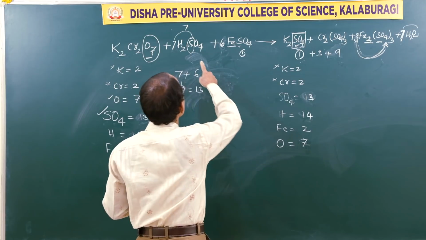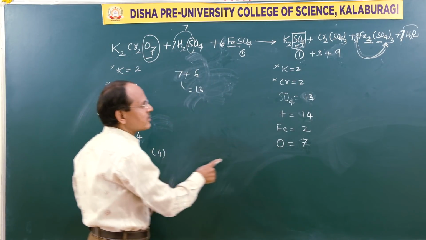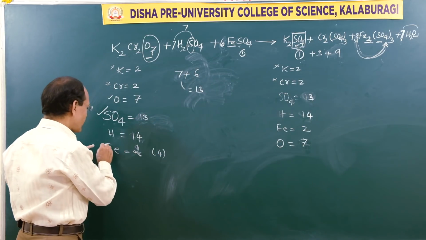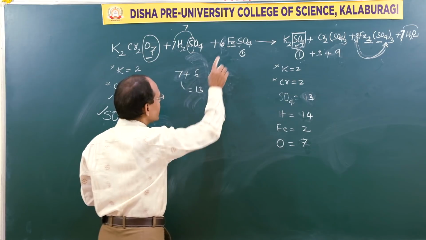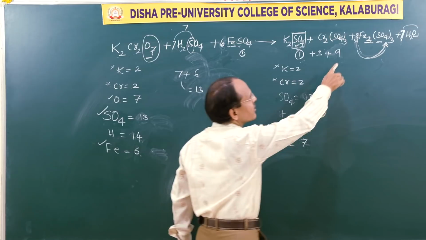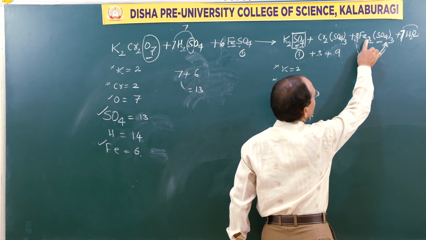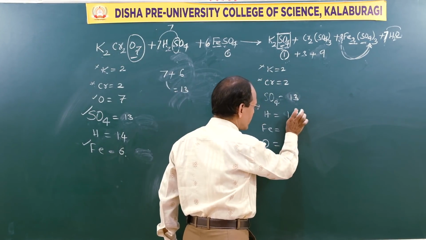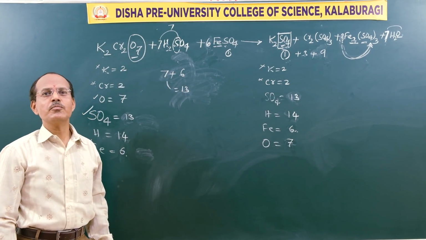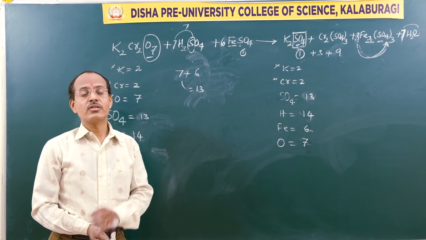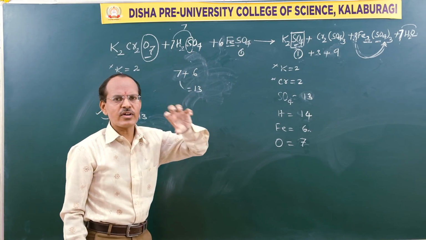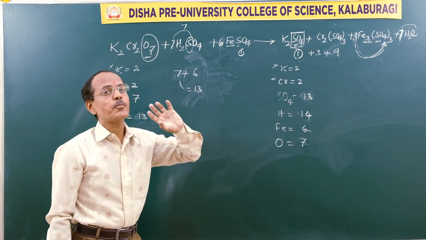Hydrogen, 7 twos are 14. Iron point of view. How many iron should be there? 6. Here 3 into 2, that is 6. Now everything is balanced.